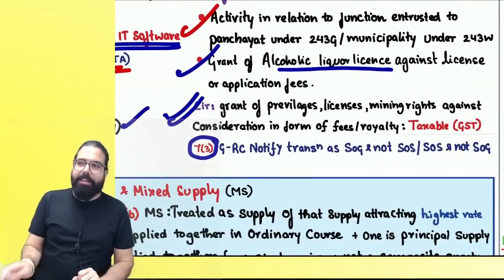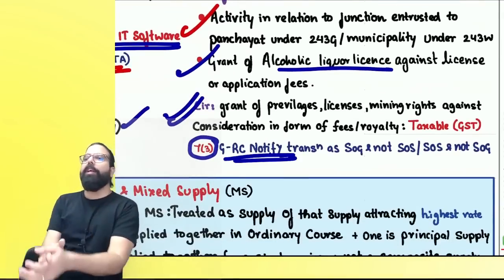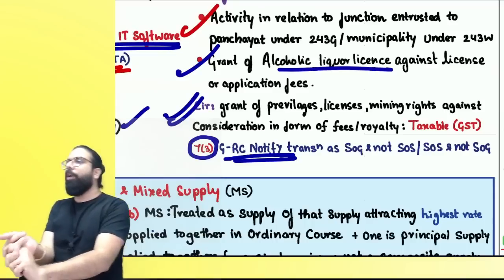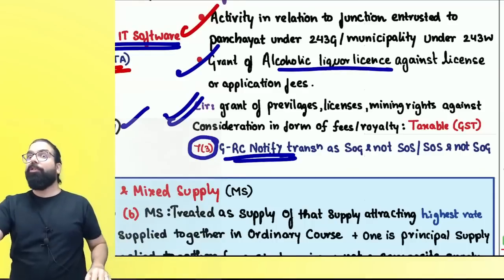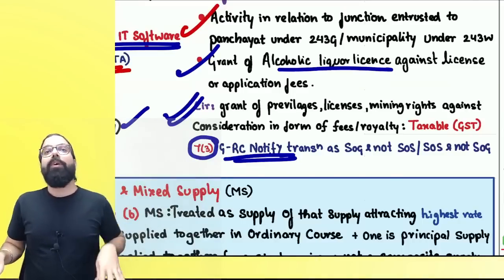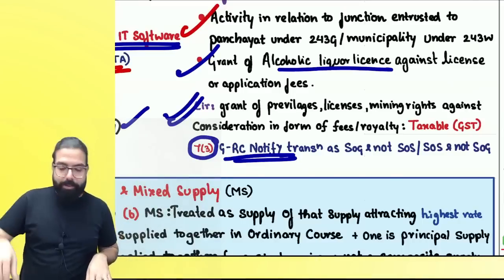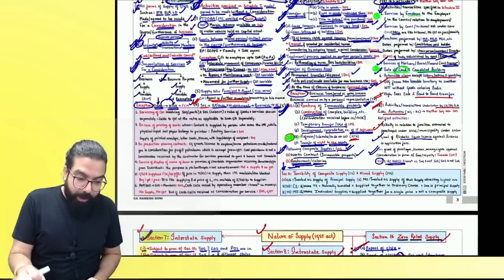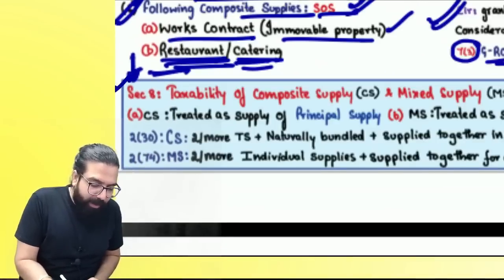Then we have section number 7(3), which is of little practical use. Section 7(3) says it's just the power with the government to notify that this will be supply of goods and not supply of service, or this will be supply of service and not supply of goods. That power is there with the government. Let the power be there.